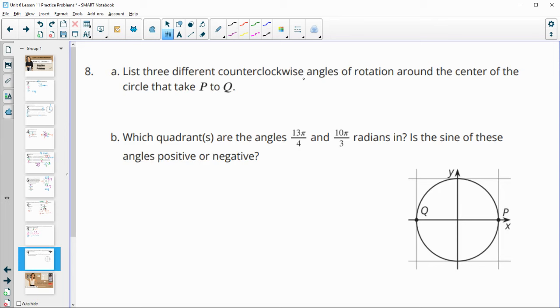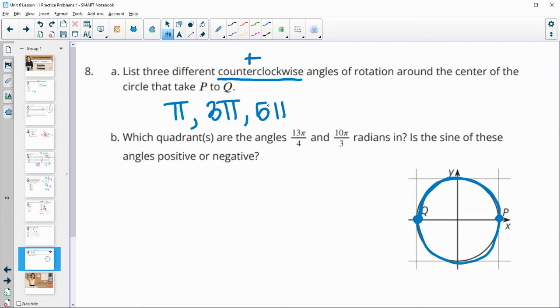Number 8, list 3 different counterclockwise angles, so positive angles of rotation around the center that takes P to Q. So here's P. The first angle that would take us to Q would be pi. So then we could do another full rotation, and that would be 3 pi. And then we could do it again and get 5 pi. So there's 3 angles, any odd value of pi. So even if you did like 291 pi, that's going to land there because it's an odd number. So any odd number with pi will land you from P to Q.